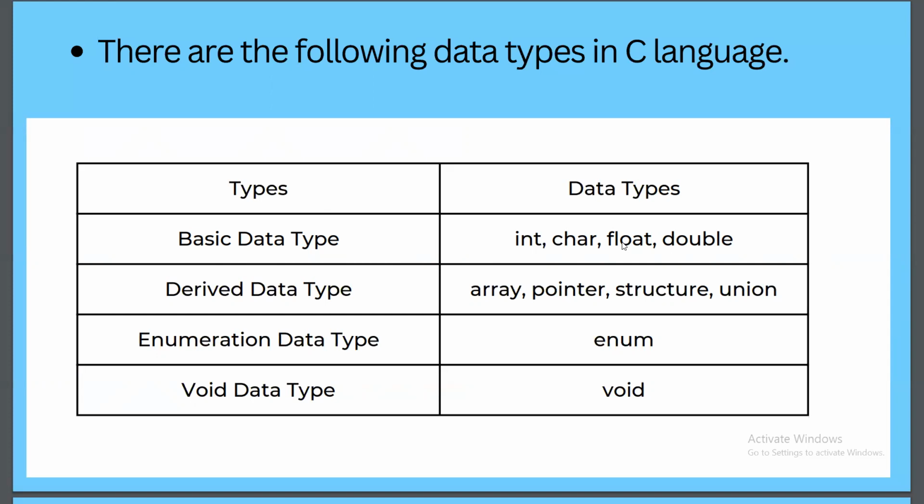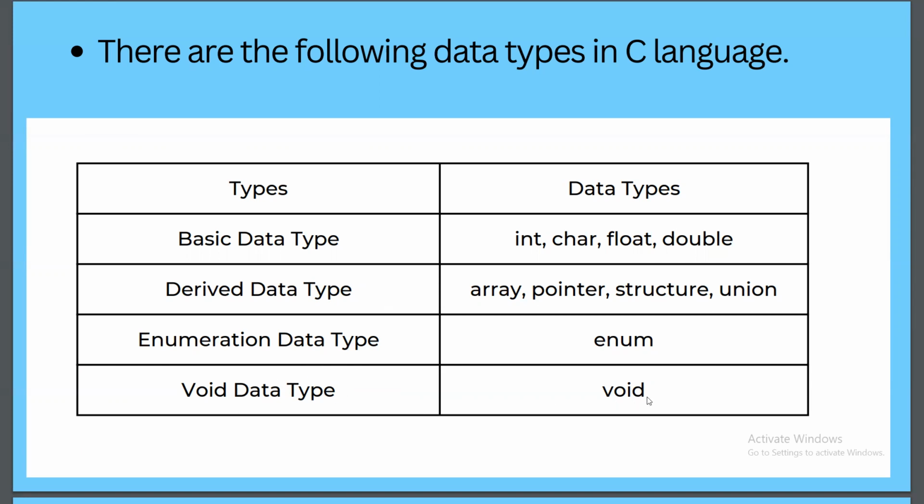Now the second one is the derived data type. In derived data types, we have array, pointers, structure, and union. These are all derived data types, and these are big topics that we are going to cover in our videos. So please follow this playlist to watch all these topics in the C programming language. The third one is the enumeration data type. In enumeration, we have enum. We will learn this one also.